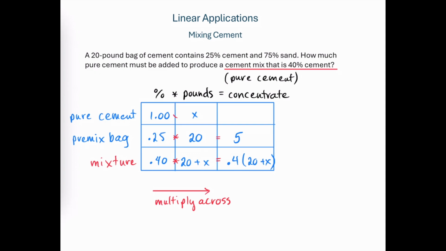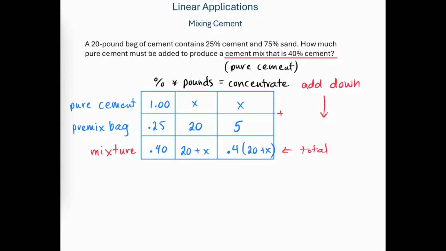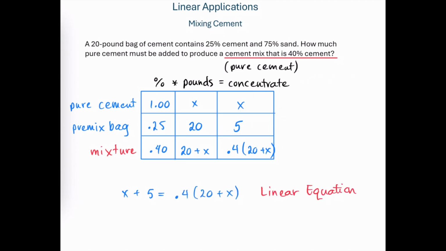In our first row, 100% of those pounds are pure cement, and 1 times X is just going to be X. Now, in order to come up with our equation, we're going to add the X pounds of pure cement from the first row to 5 pounds of pure cement from the second row, and these two quantities added together are going to yield the total amount of pure cement present in the overall mixture, which is 40% of the total quantity. So our linear equation is X pounds of pure cement plus 5 pounds of pure cement is equal to the number of pounds of pure cement in the overall quantity. And now we have a linear equation that we can solve.